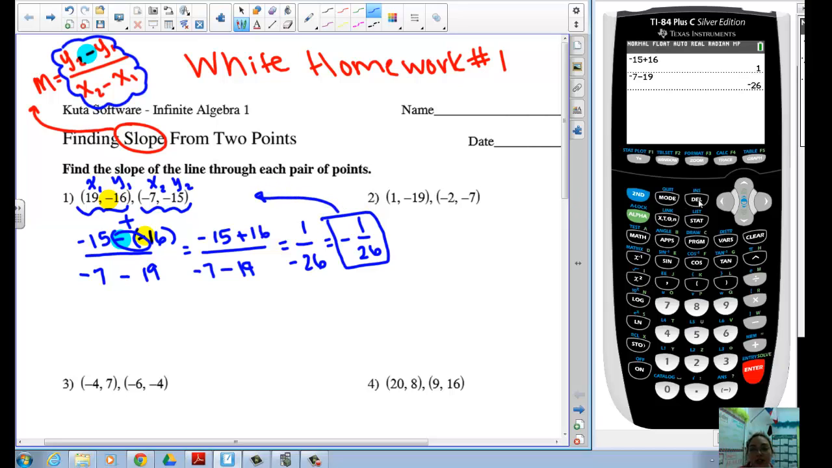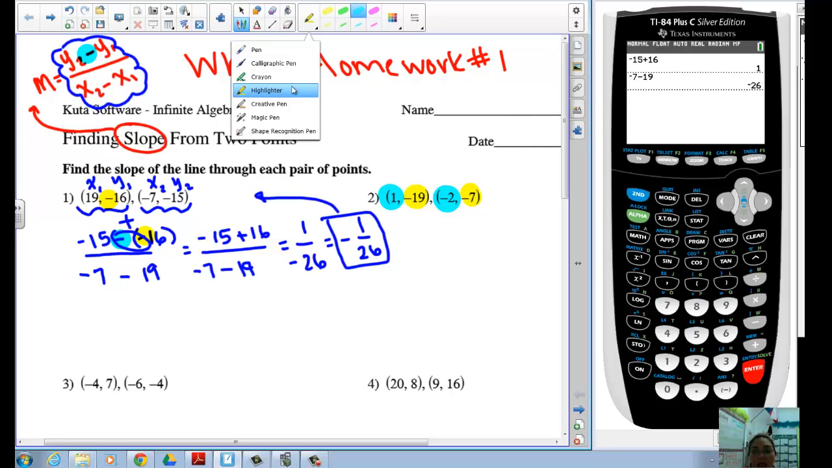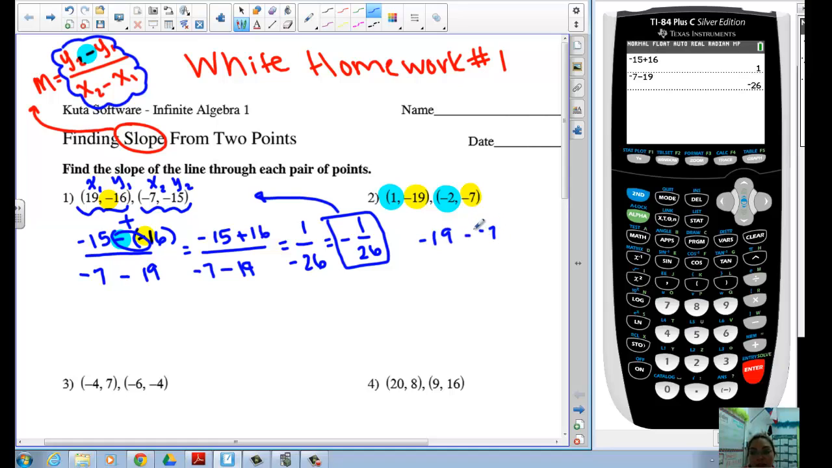Okay, so let's try number 2. Number 2, I'll show you a different way. You know that your y's are going to go on top. So here we go. I'll highlight my y's. This is a y. This is a y. And then I know that my x's are going to go on the bottom, so I'm going to highlight my x's. And my y's, I'm going to simply write negative 19 minus negative 7 over 1 minus negative 2.